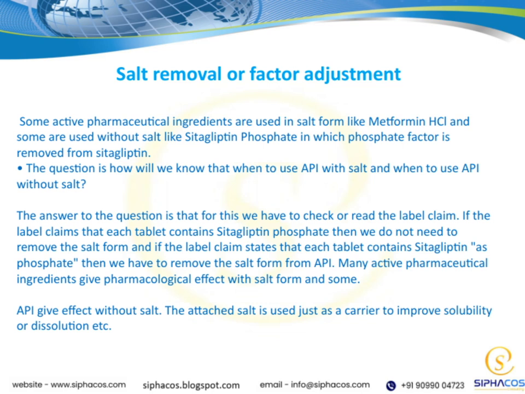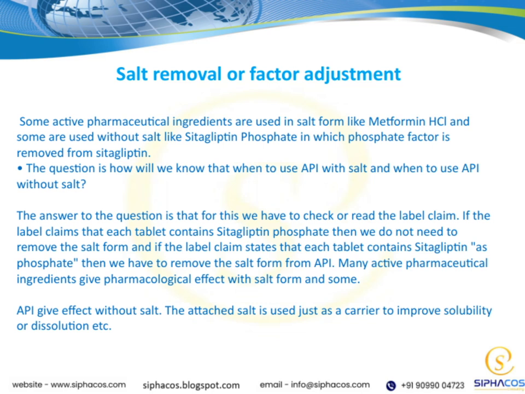If the label states that each tablet contains sitagliptin phosphate, then we don't need to remove the salt form because that's the active form specified. But if the label says each tablet contains sitagliptin as phosphate, that indicates we need to remove the salt form from the API before formulation.